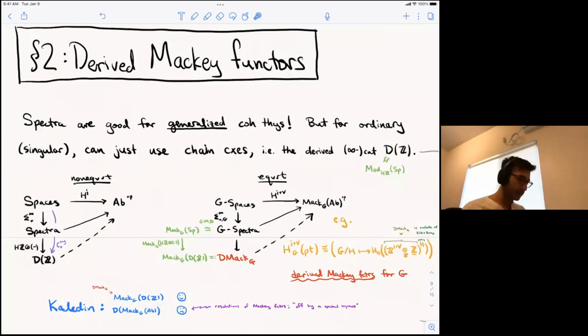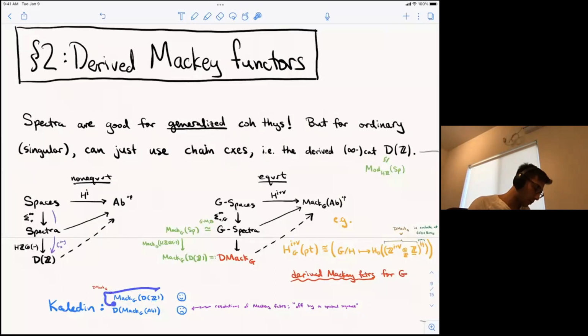And this is to be contrasted with the derived category of the abelian category of Mackey functors. And the observation is that this one is good in a way that this one is less good. You see, we're just interchanging where the D goes. And if you're working here, you're doing homological algebra with Mackey functors. And for computations, it turns out you're on the wrong side of a spectral sequence.